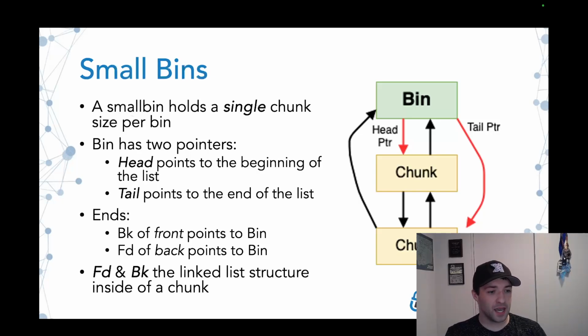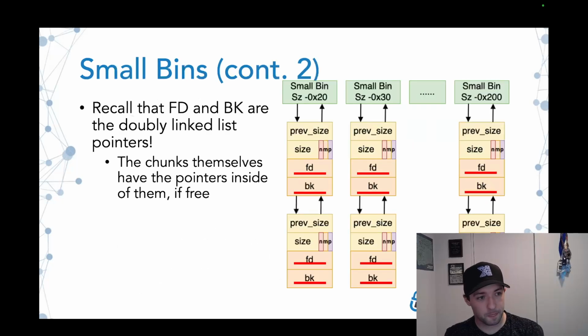Again, the FD and the BK are in the linked list structure inside the chunk. This is the same diagram I showed before, but instead of Tcache, it's now small bin. And the FD and BK are just doubly linked list pointers that go between them.